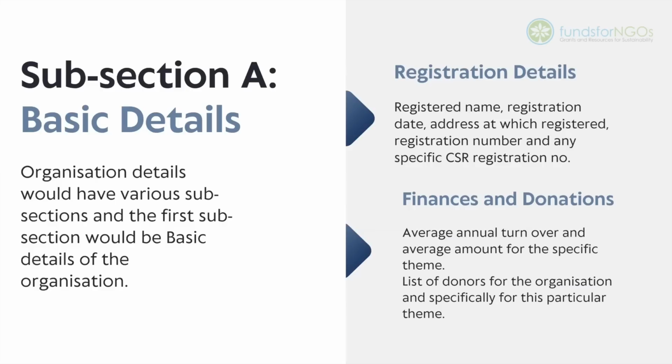Other important information is the list of donors for the organization and specifically for this particular theme. If for your organization this list is too long, then you can use up to 20 major donors.